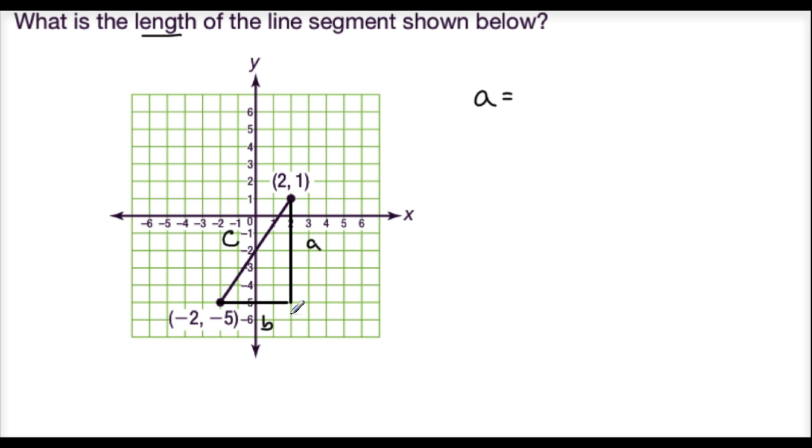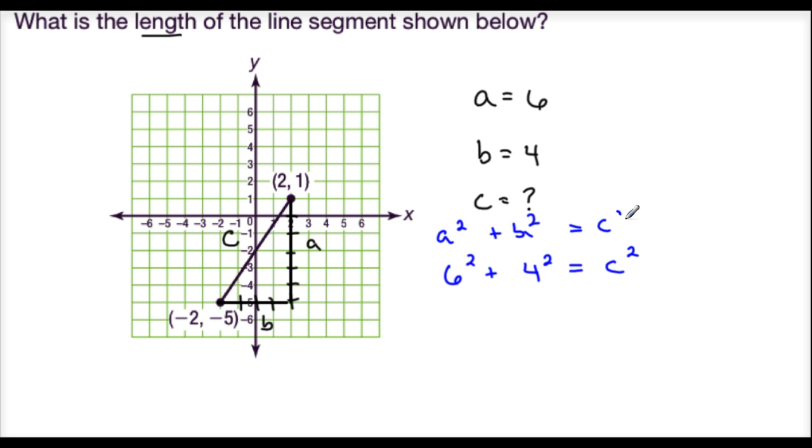So what is the distance of my A? Now it's a vertical line, so very nice and easy. I could just count them: 1, 2, 3, 4, 5, 6. So A is 6. What is my B? 1, 2, 3, 4. And now my C is my unknown. So very nicely, we're going to say 6 squared plus 4 squared equals C squared using my Pythagorean theorem. 6 squared is 36, plus 16 equals C squared. 36 and 16, 52. So 52 equals C squared.